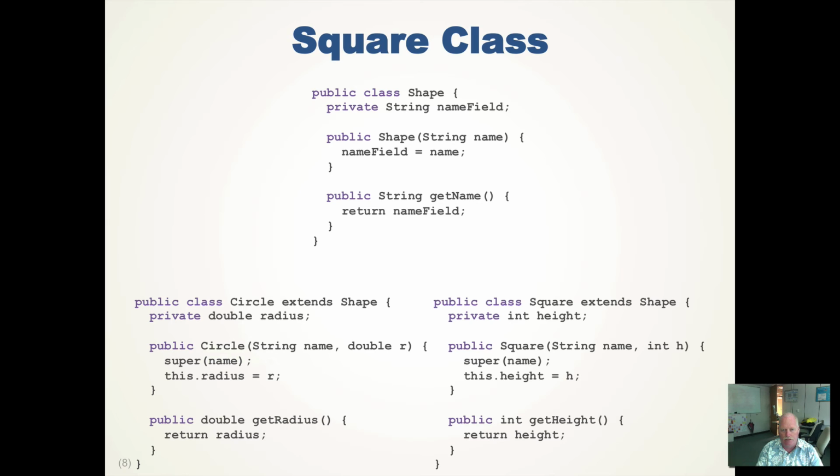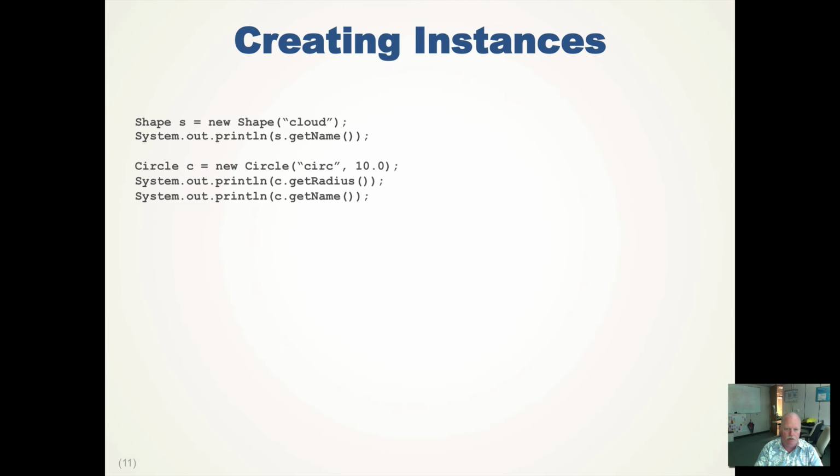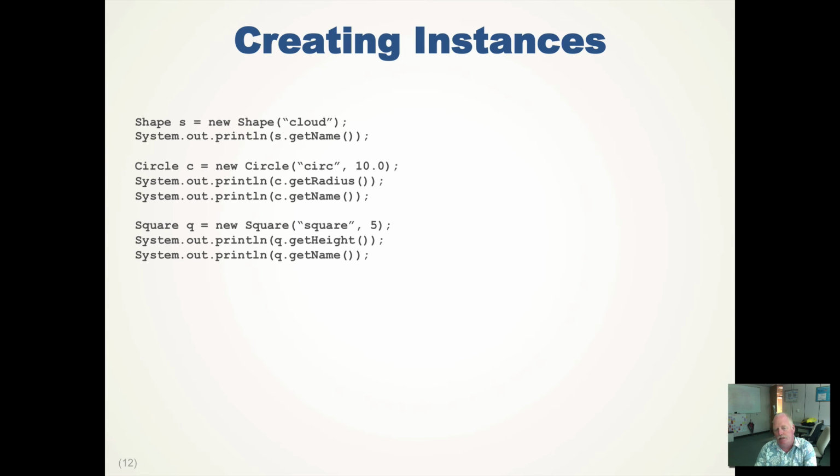We have three classes. You can instantiate all of them. So if I want to create a shape, I say Shape s = new Shape, and then I can call getName to print out the shape's name. If I want to create a circle, I need to supply the name of the circle plus the radius. And then I can print out the radius, and I also inherit the getName method from Shape, so I can call c.getName, so I can know what the name of my circle is. Similarly with a square, I can create a square, supply its name and its height, print out the height, or print out its name.